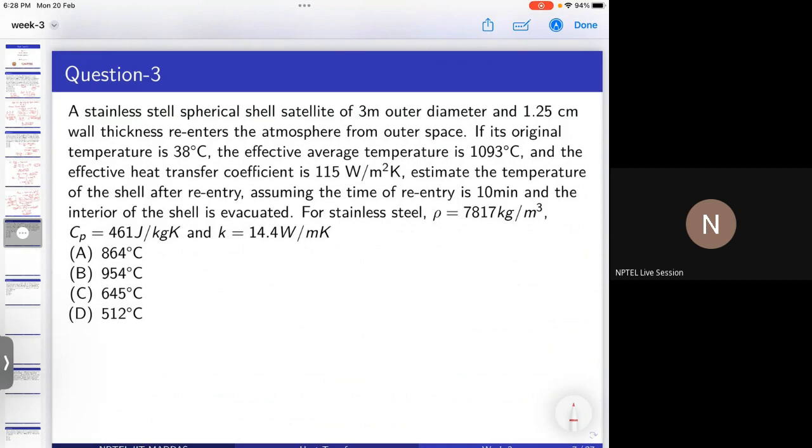So now we can solve this question. A stainless steel spherical shell satellite of 3-meter outer diameter and 1.25 centimeter wall thickness re-enters the atmosphere from outside space. If its original temperature is 88 degrees Celsius, the effective average temperature is given and the effective average heat transfer coefficient is 117 watts per meter square Kelvin. Estimate the temperature of the shell after re-entry, assuming the time of re-entry is 10 minutes, and the interior of the shell is evacuated.